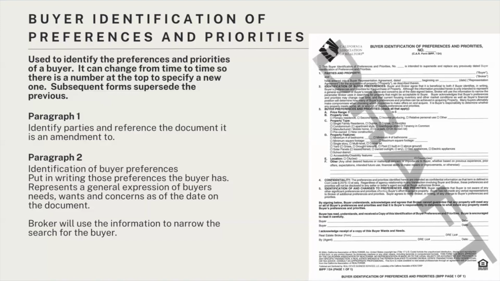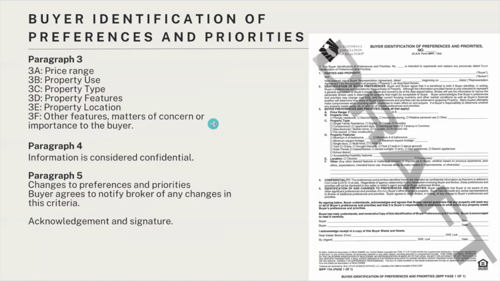So paragraph 1 identifies the parties, much like all the other documents. Paragraph 2, identification of the buyer preferences. So they put in writing those preferences that they have. It represents a general expression of the buyer's needs, wants, and concerns as of the date on the document. So again, this just helps them narrow in their wish list. The broker will use the information to narrow the search for the buyer, just like you have in the past.